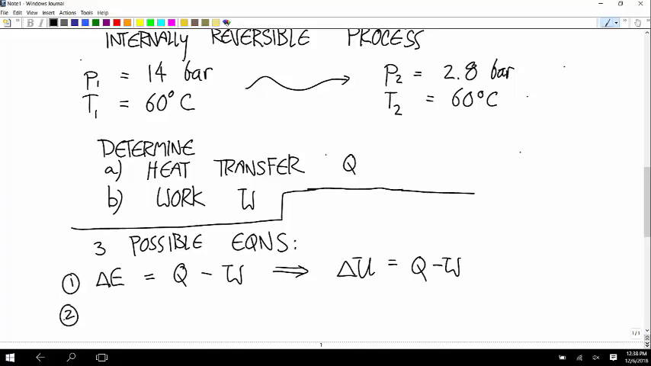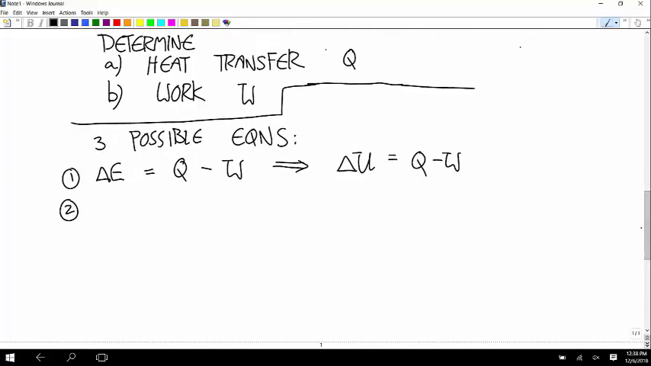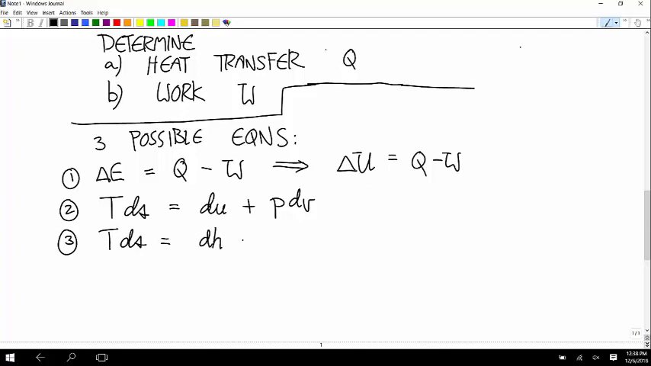And then the second and third equations are the TDS equations. So I'll use the specific one. TDS is equal to du plus p dv. And the third one says TDS is equal to dH minus v dp.